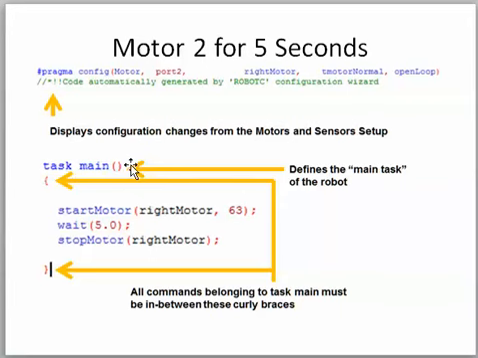It's important. Task main defines the main task of the robot. All right, so this right here is telling us this is the main task. All commands in task main must be in between these. All right, so we have a curly brace. That's one of the main things you guys forget quite often. Always check that. That's your first thing. Make sure they line up. And then everything is programming.